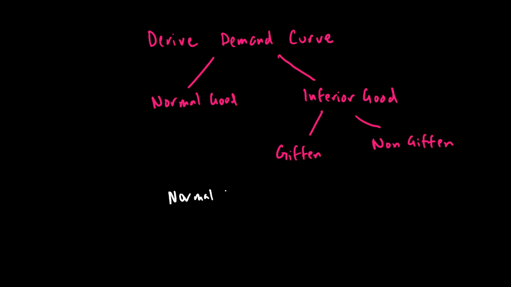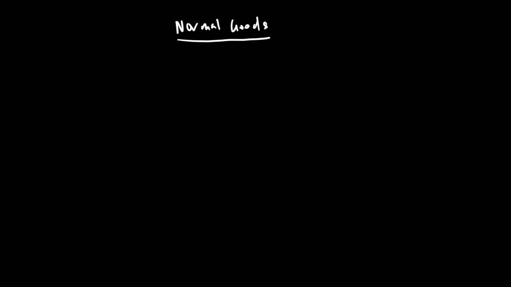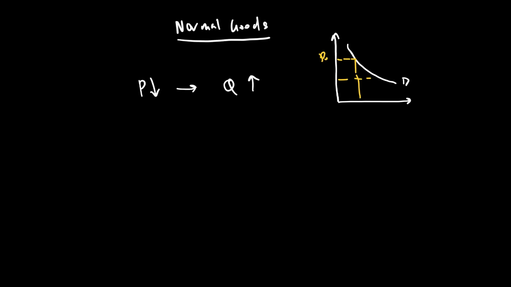We know that normal goods have what we call a downward sloping demand curve, which means that when the price of a good goes down, we notice that the quantity demanded goes up. And this, price going down and quantity demanded going up, suggests to us that our demand curve for normal goods is downward sloping. This price going down, quantity demanded going up, is what we call our price effect.